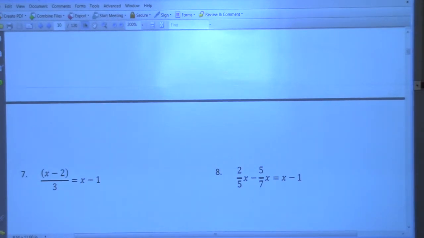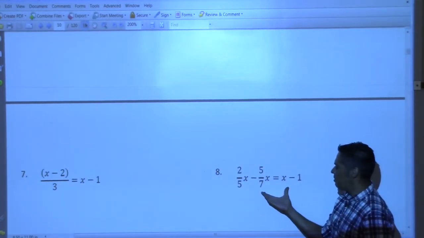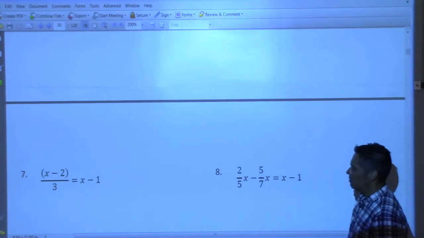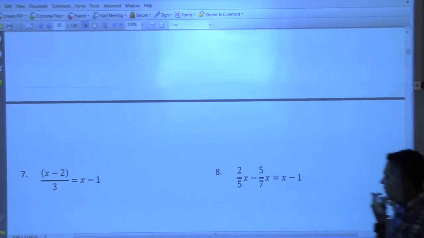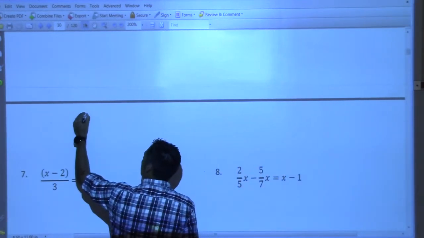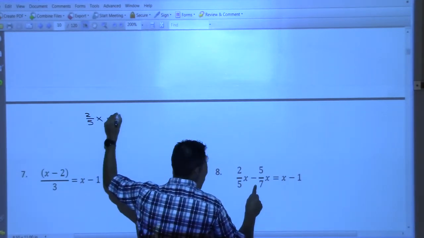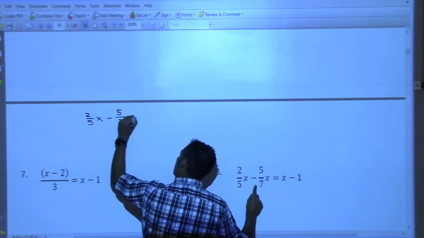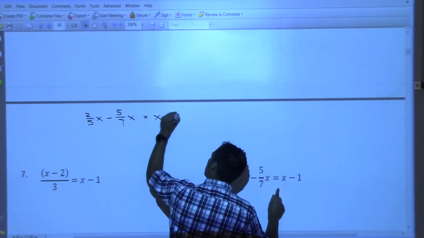All right, look at number 8. This is a linear equation in one variable. So we have fractions, though. That always seems to cause a problem. So I'm going to write the problem down here again just to be sure we understand the way it's written: 2/5 x plus 5/7 x equals x minus 1.